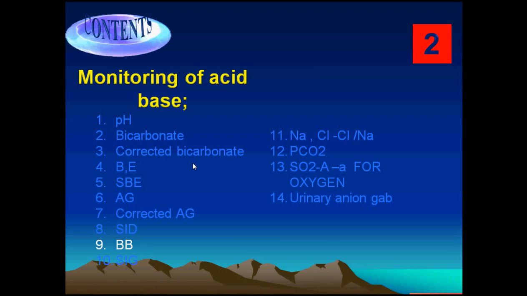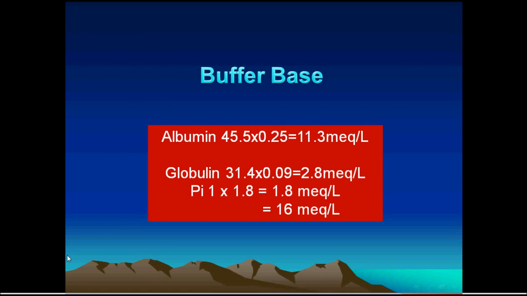Today we are going to talk about another important monitor for the acid base, the buffer base, and this will be followed by strong ion gap. Before we talk about buffer base, we have to know that we have the total weak acids, which are formed of albumin, globulins, and inorganic phosphates.